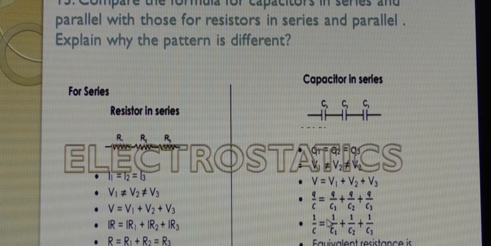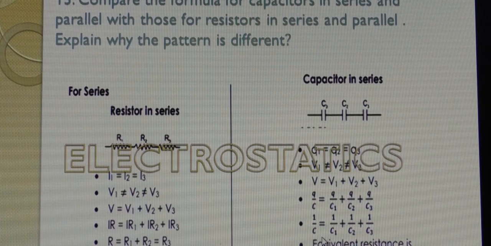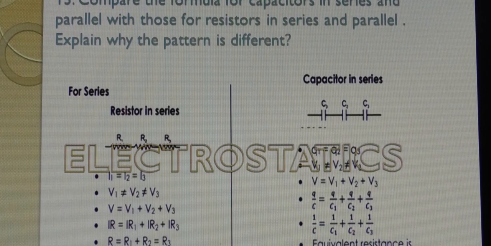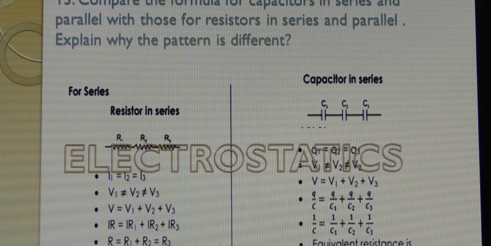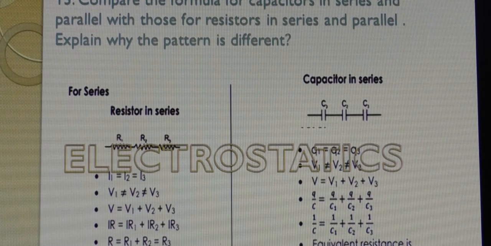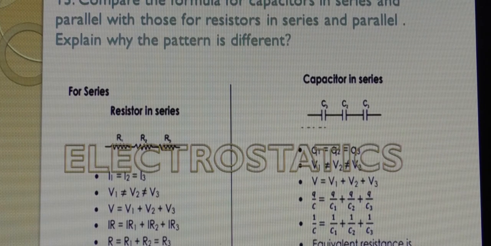Alright, so we take Q common, and after taking common, Q cancels on both sides, and what is left behind? 1 over C is equal to 1 over C1 plus 1 over C2 plus 1 over C3. So we notice here that equivalent capacitance is smaller than each individual capacitance. So this is the way we have proved that when we make a comparison between these two combinations, two different relations are coming up.